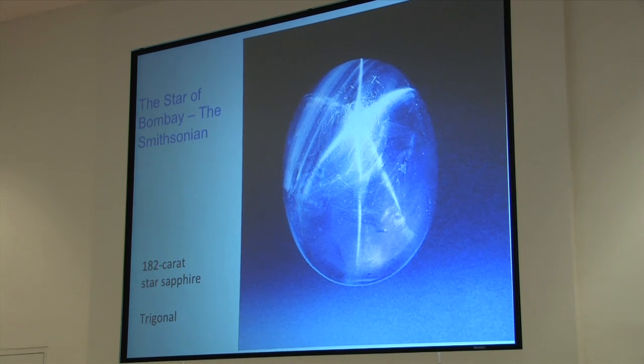That's a 182 carat star sapphire. Remember, I told you sapphire is the same as corundum, an insulating material used for electronics, but it has a little bit of iron and titanium in it. This is a naturally occurring material, but you can also make it now man-made. And it has a trigonal structure.